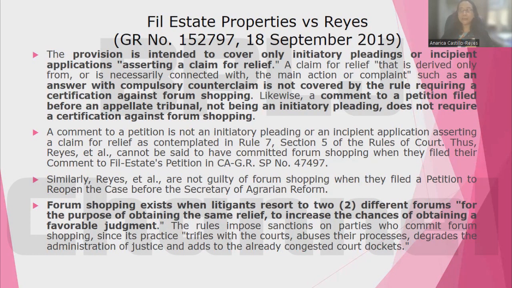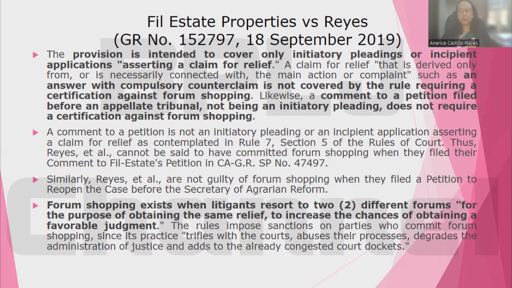Does it apply to an answer? Yes, because if there is a counterclaim, especially if it is a permissive counterclaim, okay, it should also contain a verification and certification against forum shopping. Okay. The rule is intended to cover initiatory pleadings asserting a claim or relief. A claim or relief that is derived only from or is necessarily connected with the main action, such as an answer with compulsory counterclaim, is not covered by the rule requiring a certification against forum shopping.